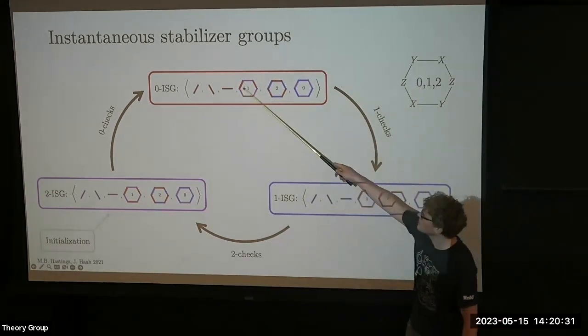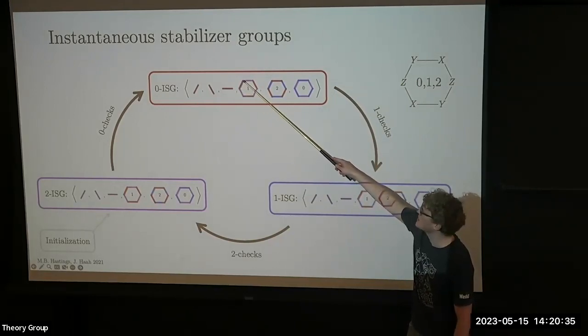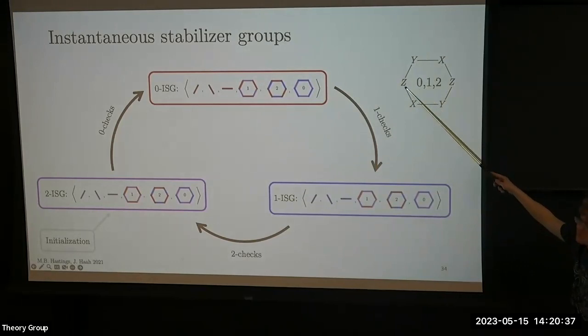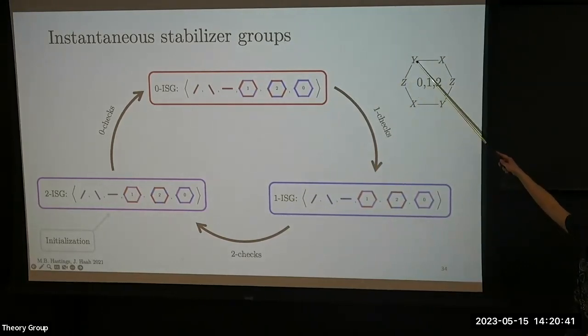Yeah, I see. So what you're saying is here, this is an X check. This is an XX measurement. That'll commute with these plaquette stabilizers because you have an X here, so you get a minus one sign. I see. A Y here. Yeah. So the plaquette operators commute with all the checks. That's right. And that's essential to our whole argument. Okay. Let me try and make it more explicit.